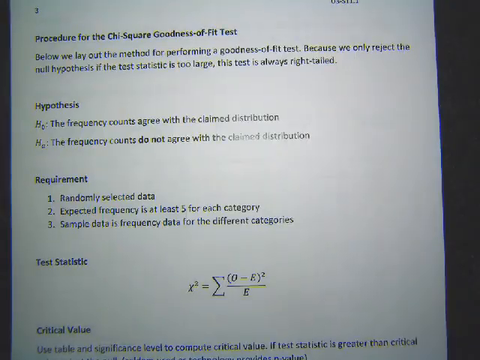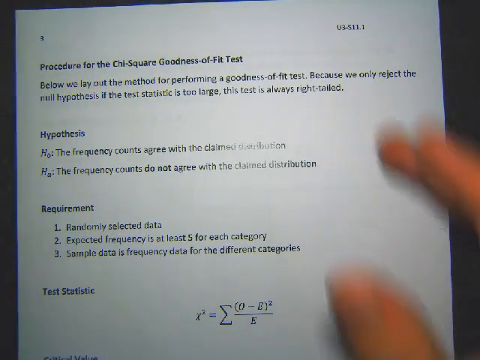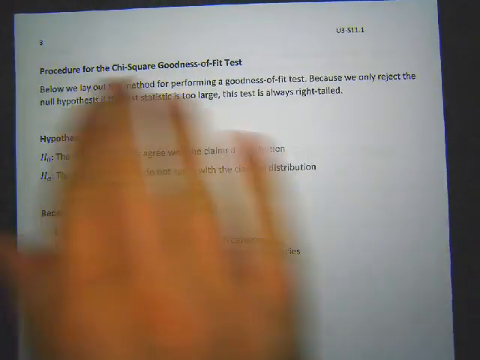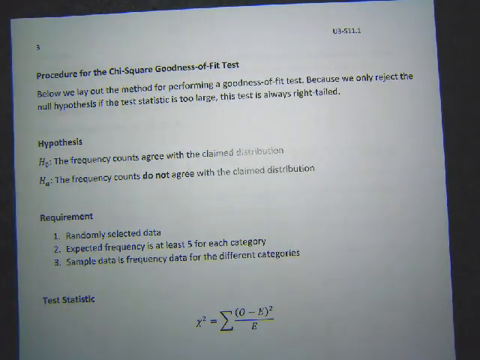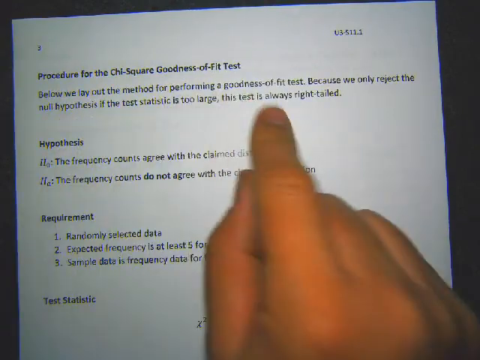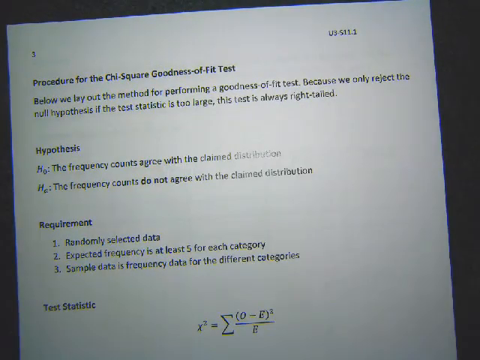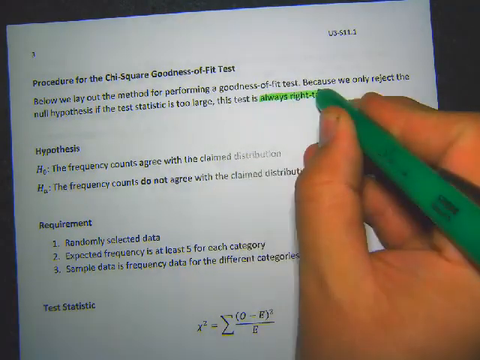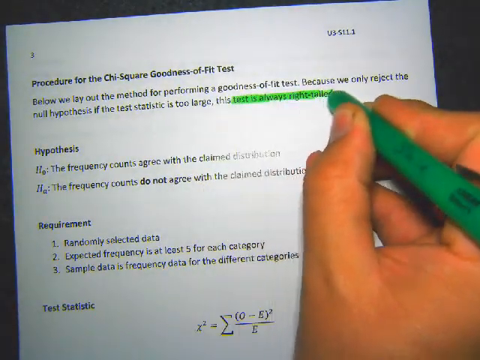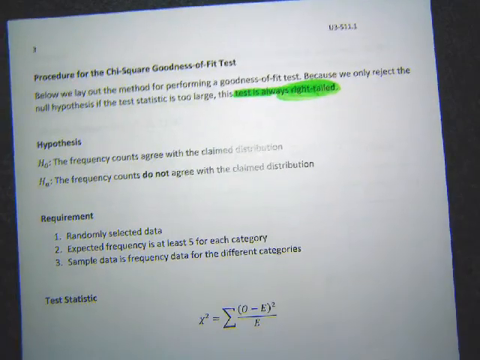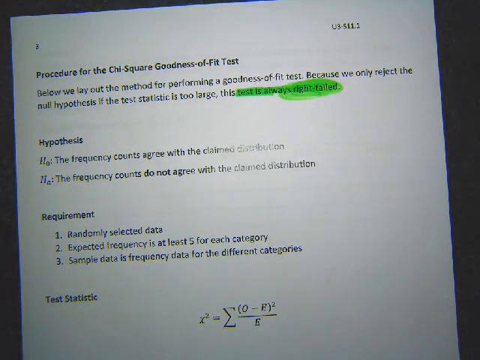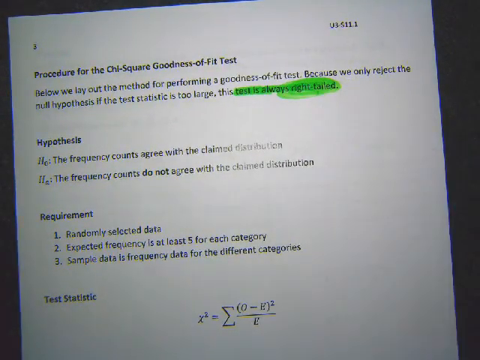Okay, how do we do this test? Here's the rundown: the procedure for doing a chi-square goodness of fit test. Below we lay out the method. Because we only reject the null if the test statistic is too large, this is always a right-tailed test. So the important thing to note is this is always a right-tailed test. We're never going to have a less than or a not equal to. It's always going to be a greater than, a right-tailed test.